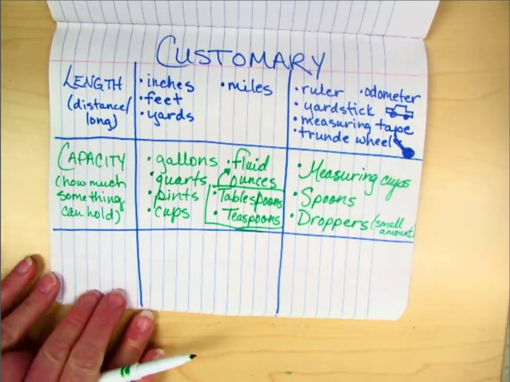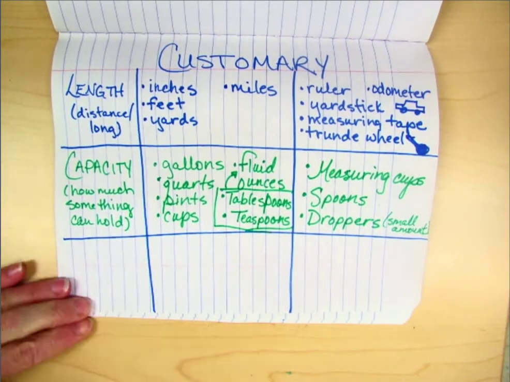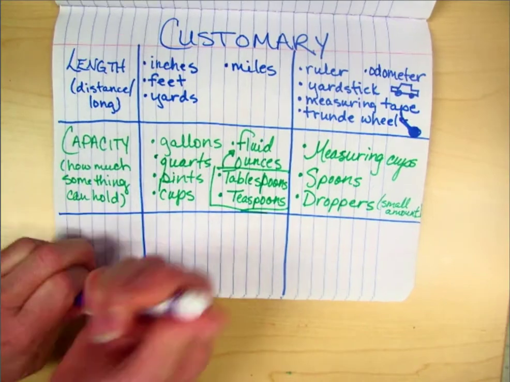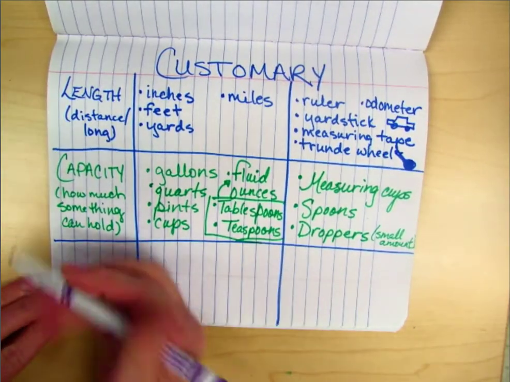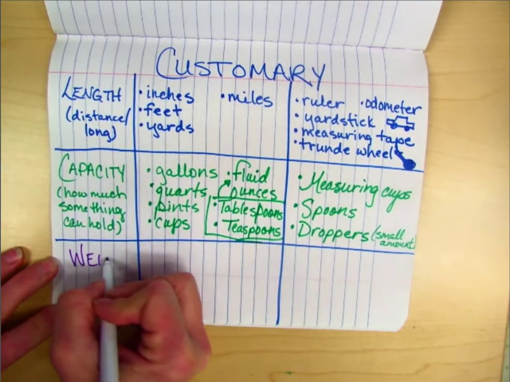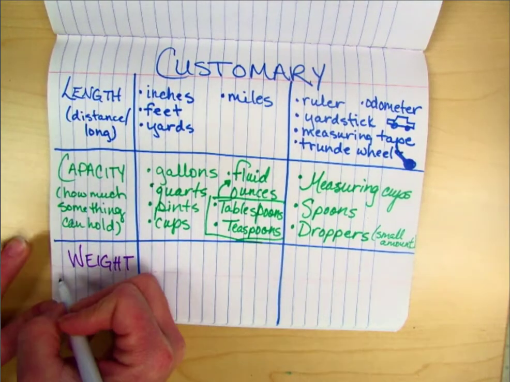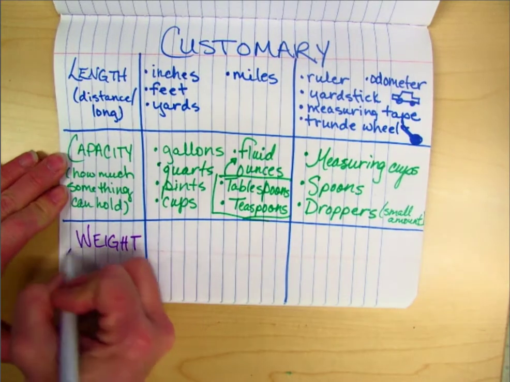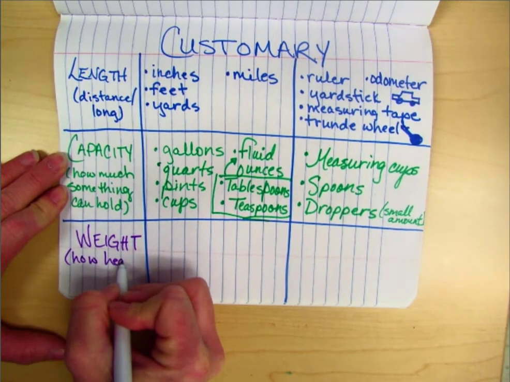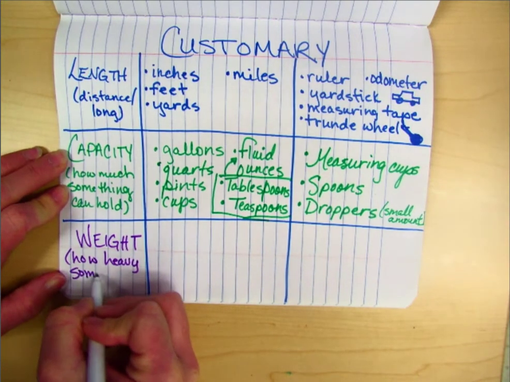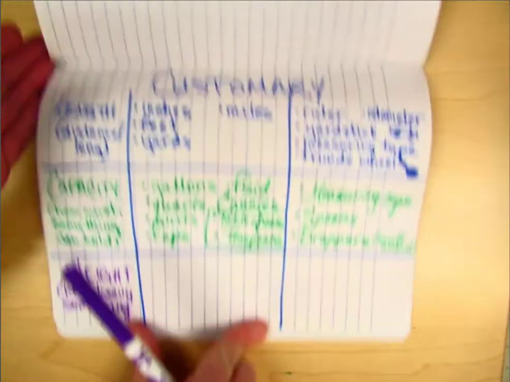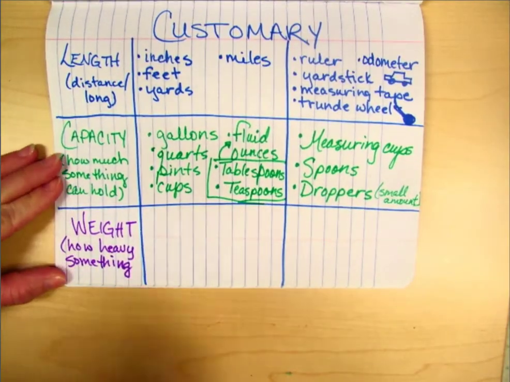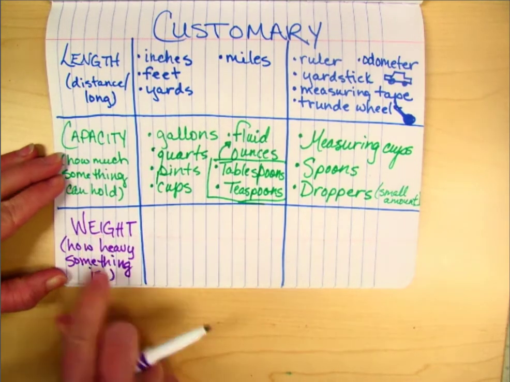And then the last one we're going to talk about is weight. This one's a little bit more simple. There's not as much to it. With weight, we're looking at how heavy something is. And you've all gone to the doctor's office and been weighed at some point in your life. At the grocery store, they have scales in the produce department to weigh produce and vegetables. So for weight, we're looking at how heavy something is.